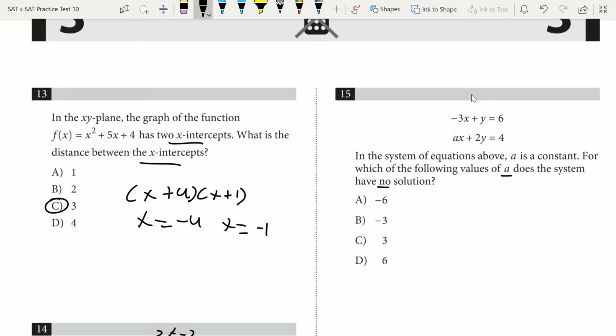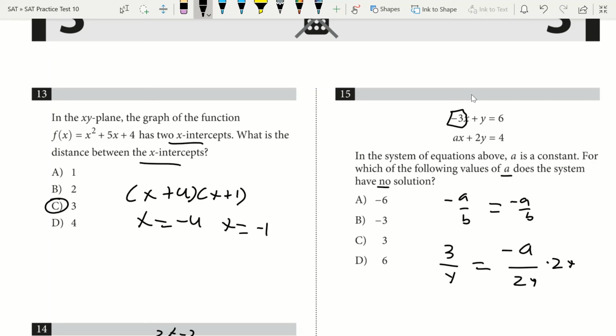Alright, well, we're going to have no solutions where our slopes are equivalent, right? So I know that my slope in standard form is -A over B. If I plug in my A value, my A is -3, so -3 gives me +3 over my B value, which is y. And that has to equal my -A over 2y, because that's my slope, -A over B.